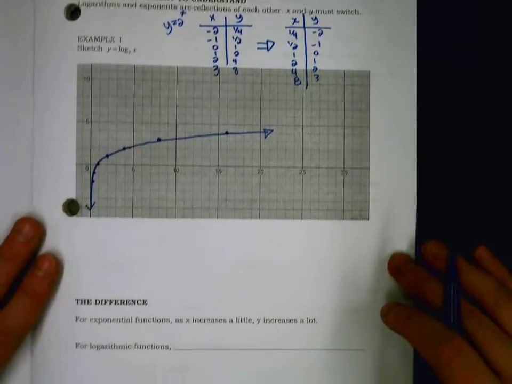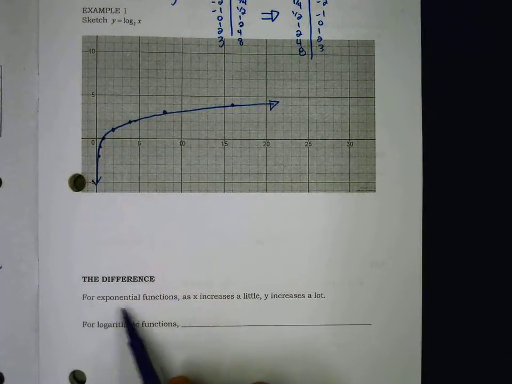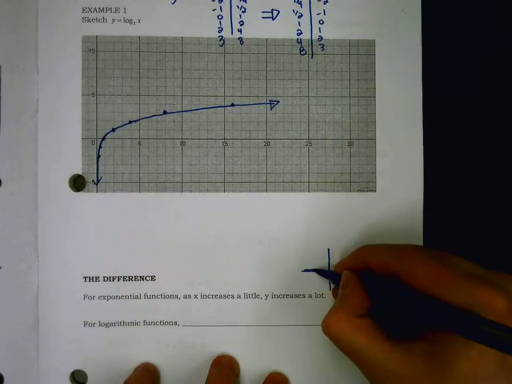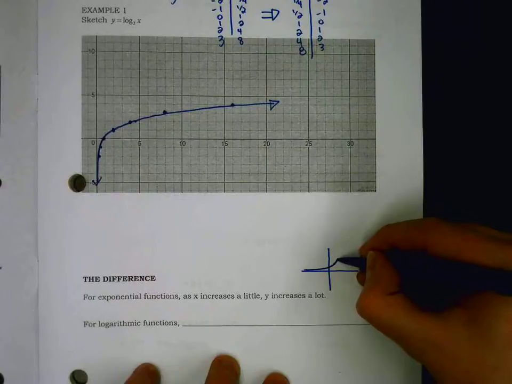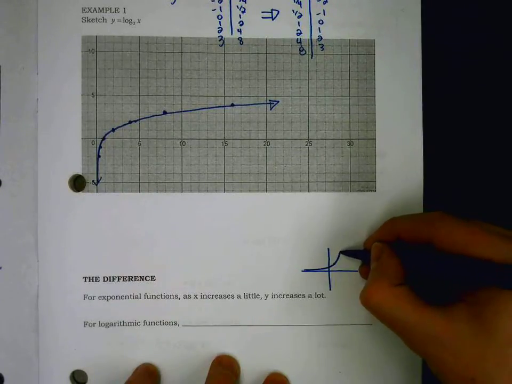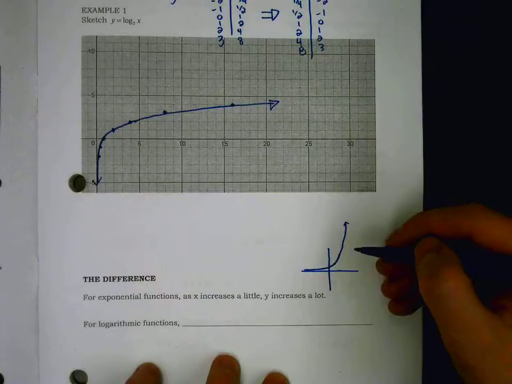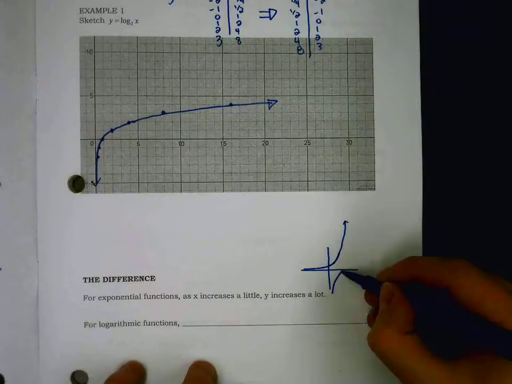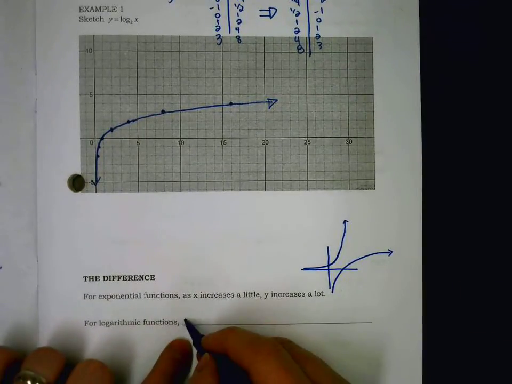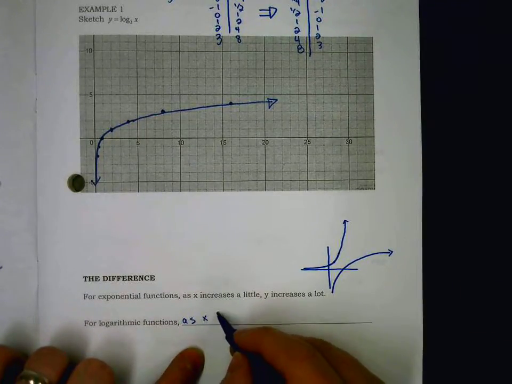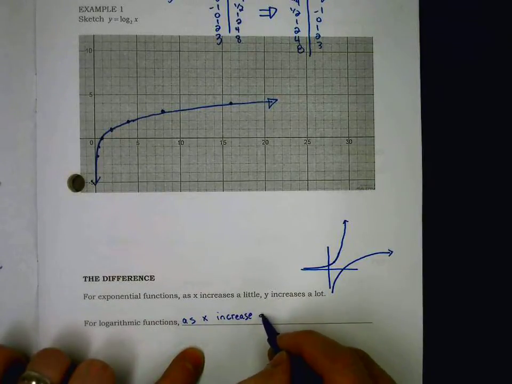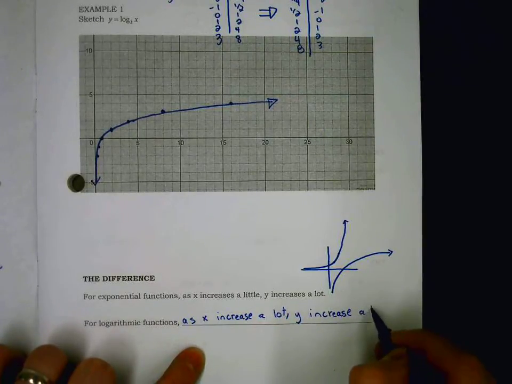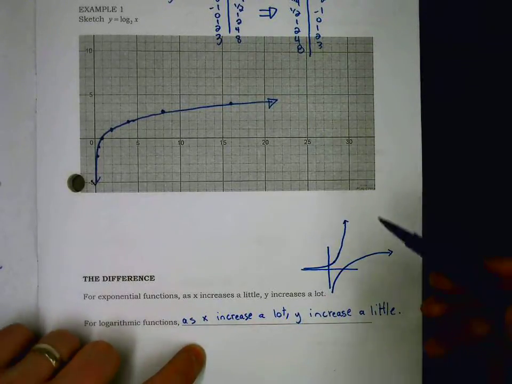Now the difference here between an exponent and a log is that for exponential functions, as x increases a little, x might change by one value from here to here, y is changing faster and faster and faster. Y is changing really, really fast. For a logarithmic function, which is a reflection, as x increases a lot, y increases a little. And you can visualize this a little bit more above.